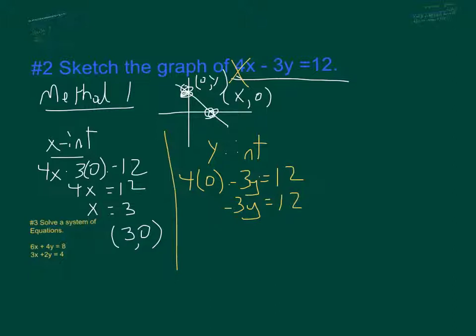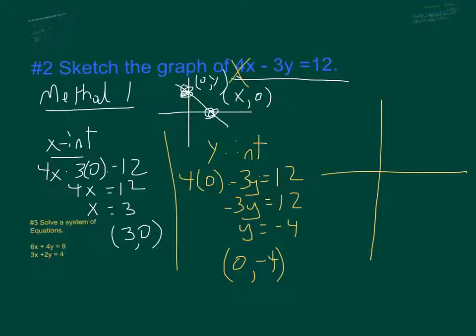Now divide by negative 3. Don't add 3. And you get y is negative 4. So now the y-intercept is (0, -4). Now that you have your two intercepts, draw a y-axis, draw an x-axis, and plot the points. (3, 0), 1, 2, 3 would be out here. And (0, -4) is down 4 right here. And there you go. There's your line.